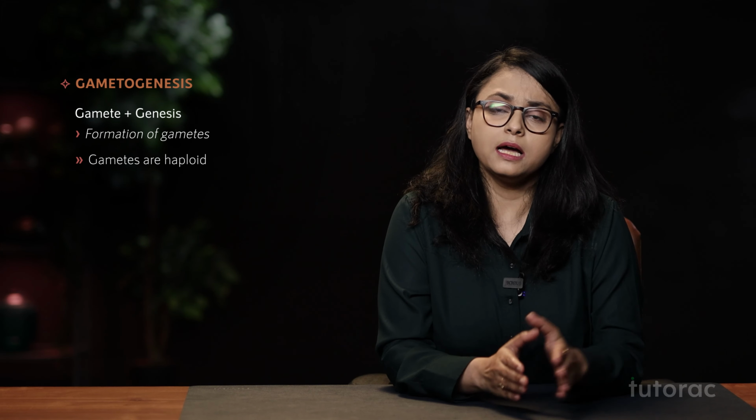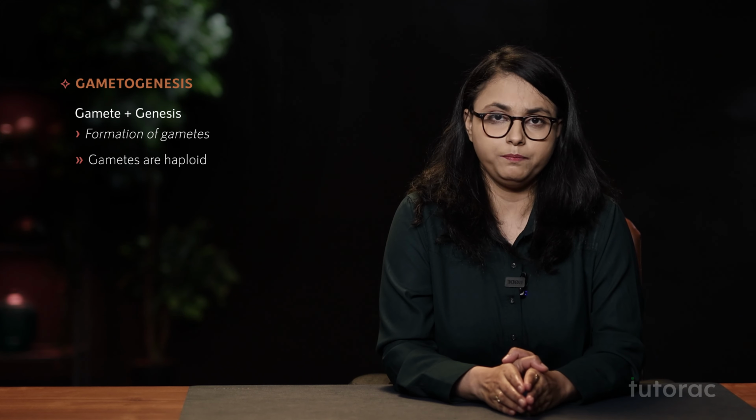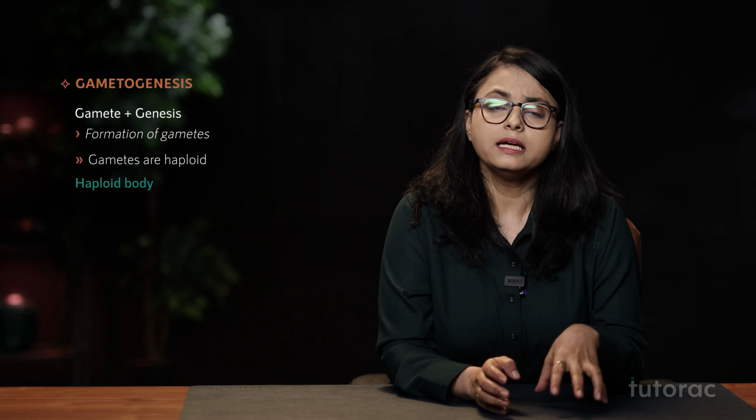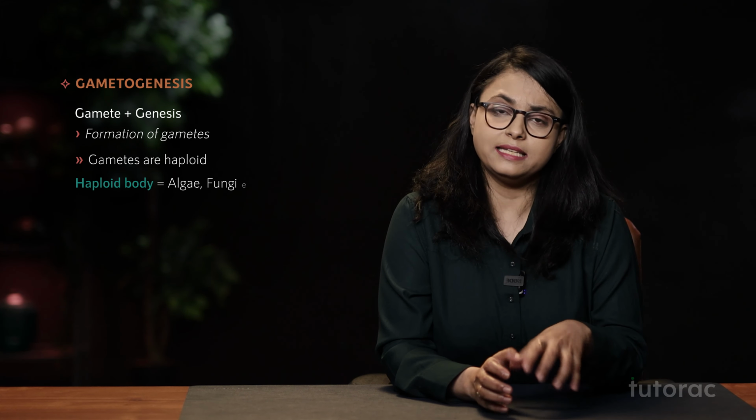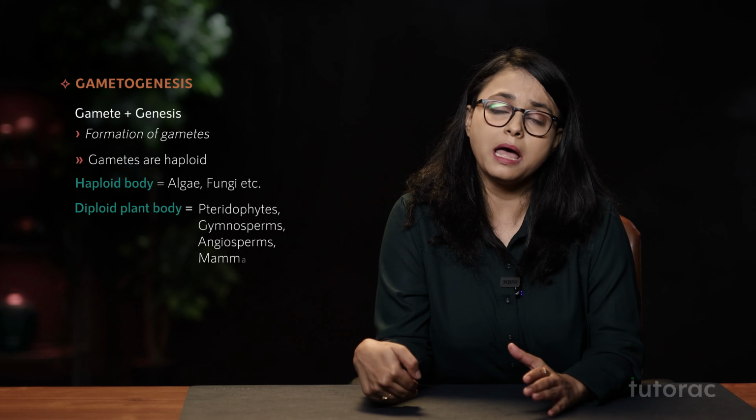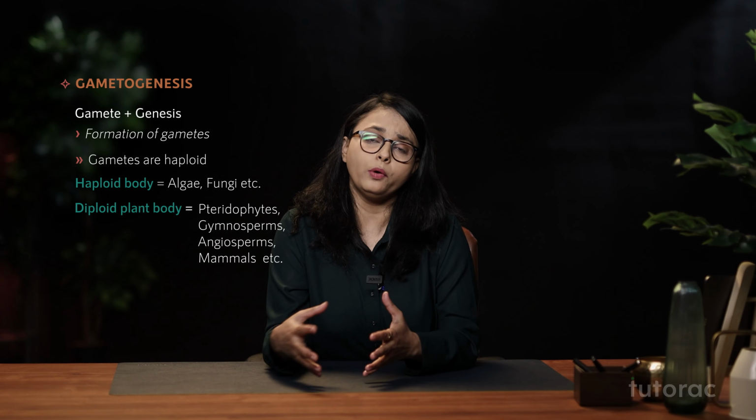Whether a body is a haploid body or a diploid body, the gametes will always be haploid. The haploid body consists of algae, fungi, etc. Whereas the diploid plant body consists of pteridophytes, gymnosperms, angiosperms, mammals, etc. But how does a diploid body get transformed into a haploid body?